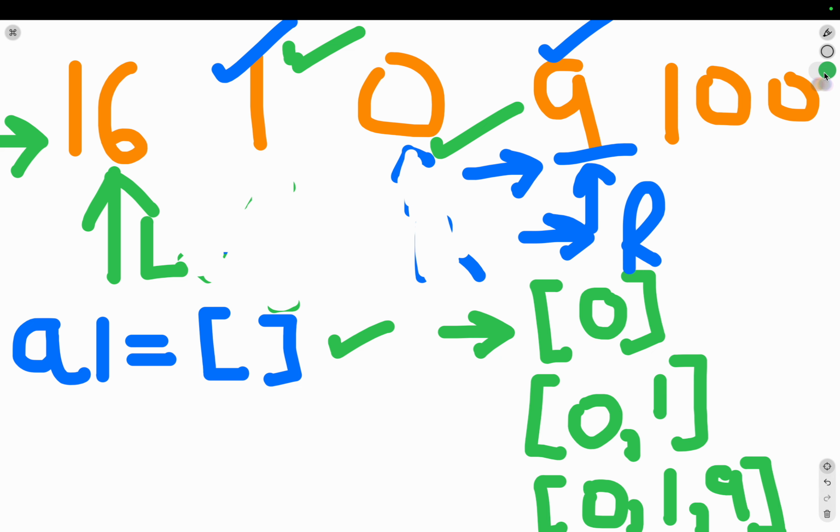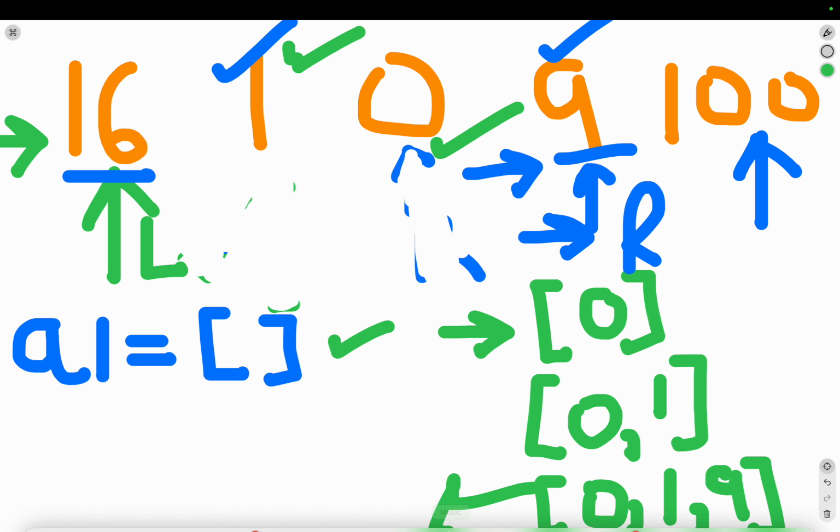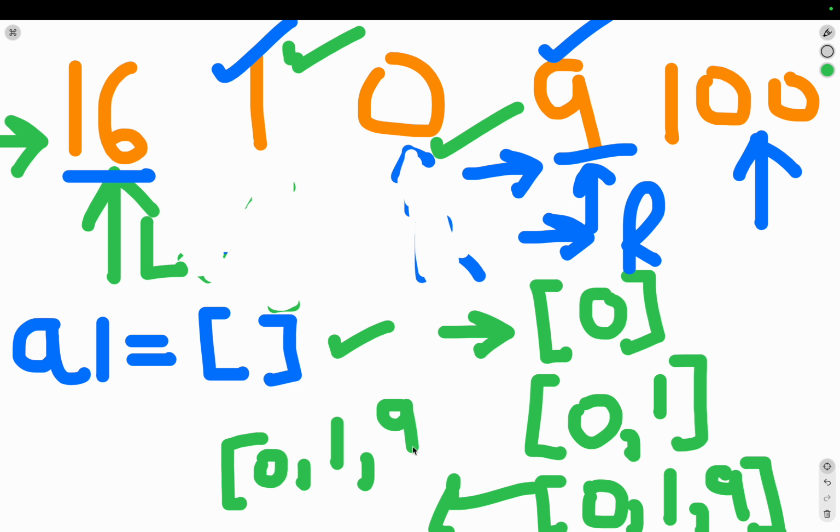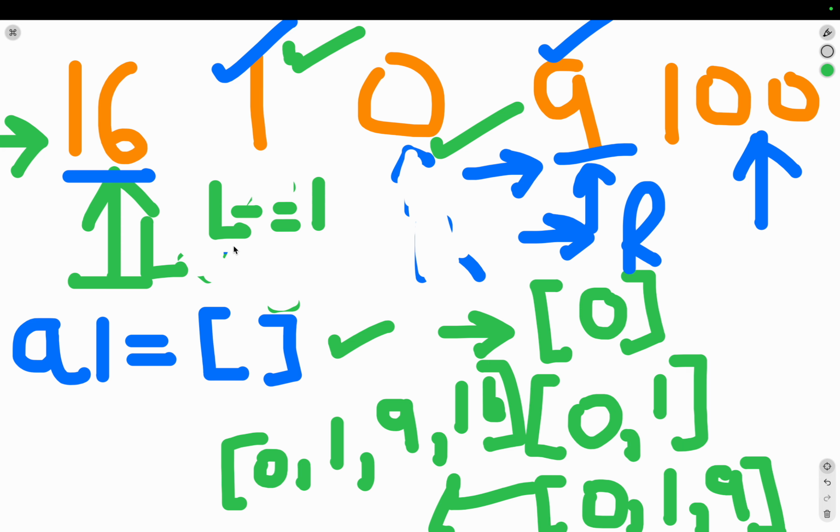So right pointer will reach this 100 position, and now I'm going to check 100 or 16. 16 is smaller, so now I'm going to append 16 to the array. It will be 0 comma 1 comma 9 comma 16. And after this, when I decrement the left pointer, our loop gets terminated because left is less than 0. So we have to terminate our loop because L reaches negative 1.